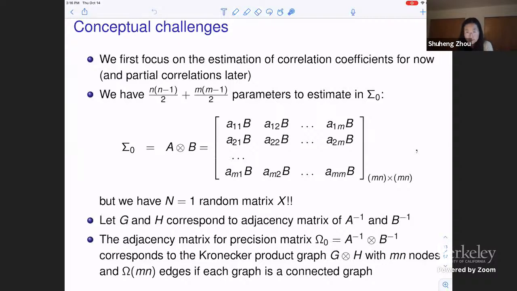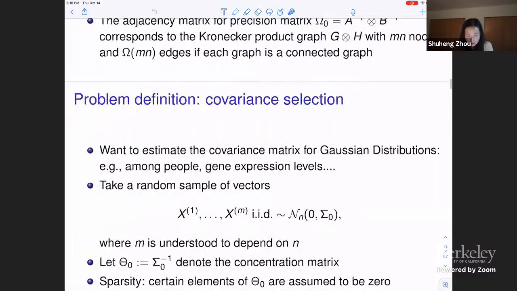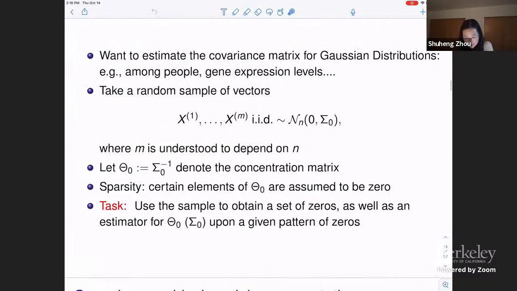And so let's look at the graph corresponding to A inverse and B inverse and its Kronecker product, which is called the Kronecker product of graphs. I will come to that object in a couple of slides. Before then, I will just show you what we typically say about graphical models. As I mentioned earlier, we assume either independent rows or independent columns, and then we want to estimate this sigma naught and its inverse using those IID samples.